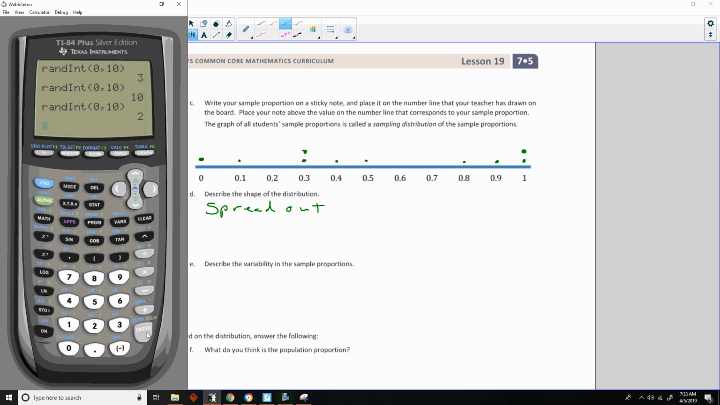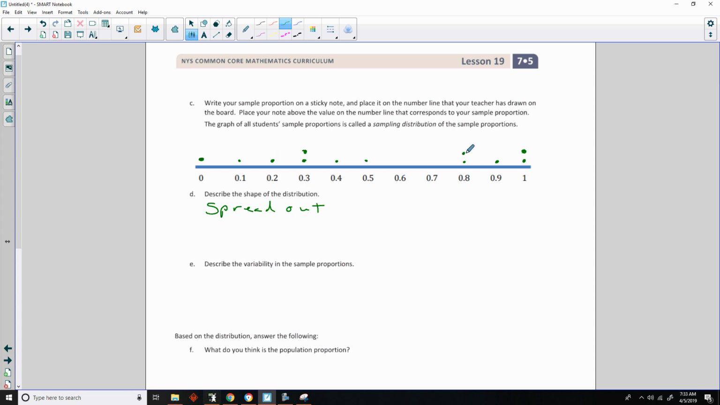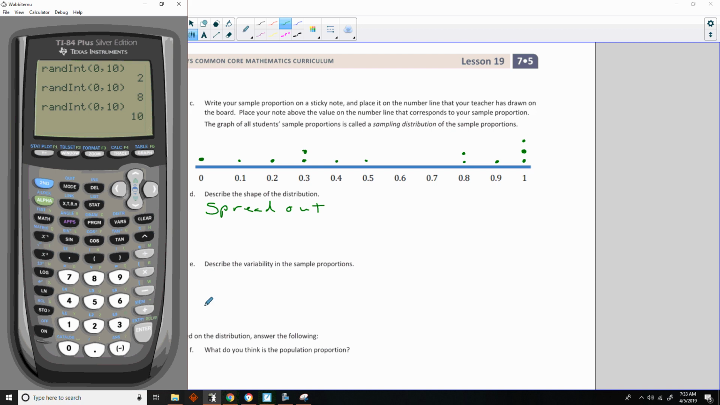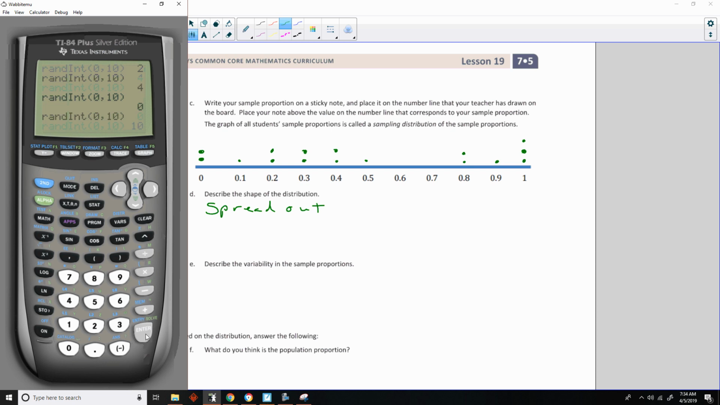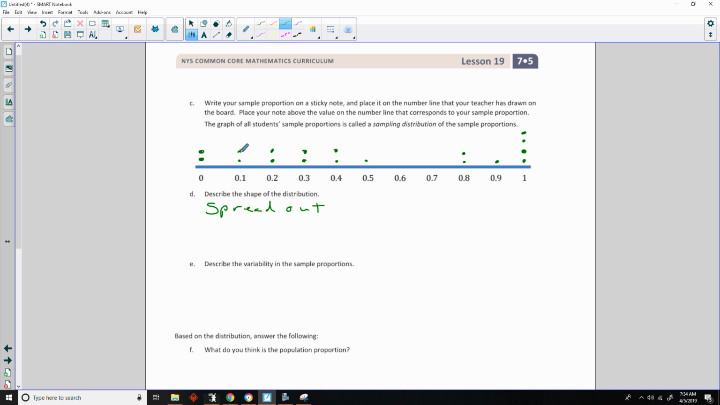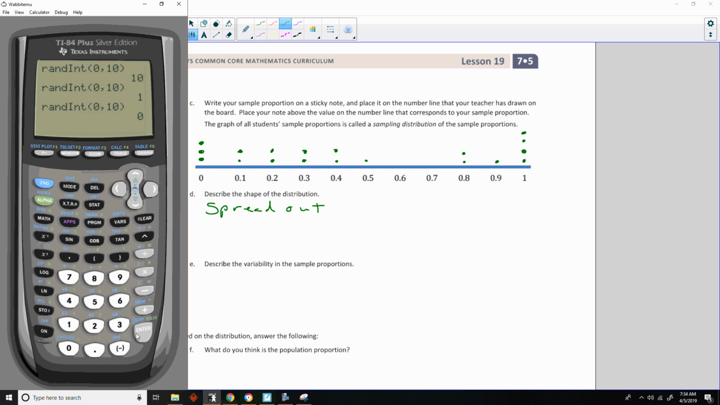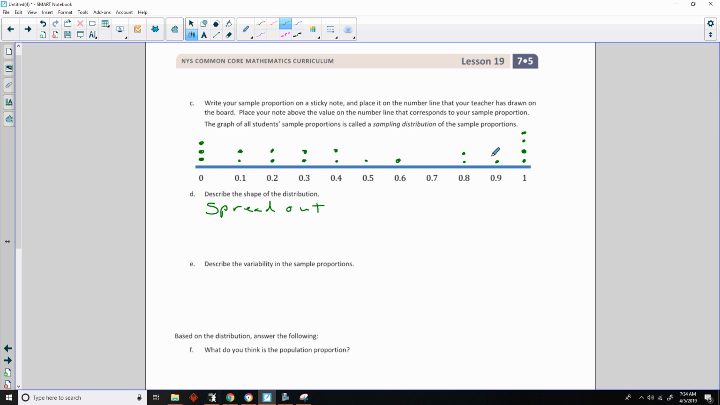So here's a 2, an 8, and a 10. Two, 4, 0. 10, 1, 0. 6, 9, 10. Okay, so this is still spread out.